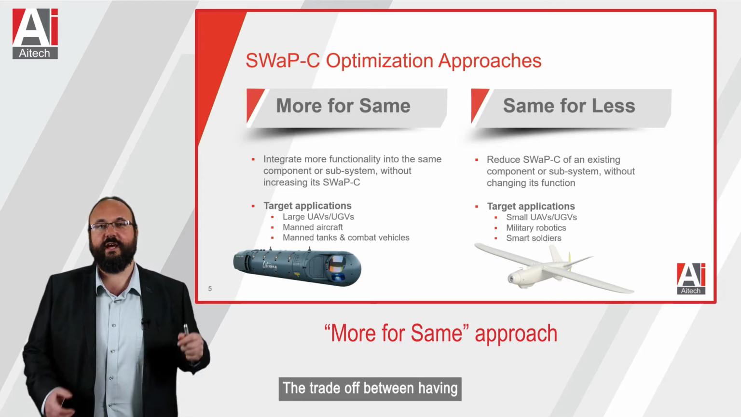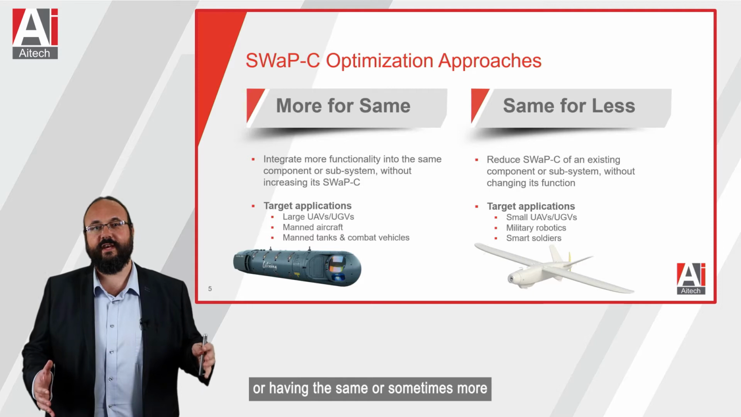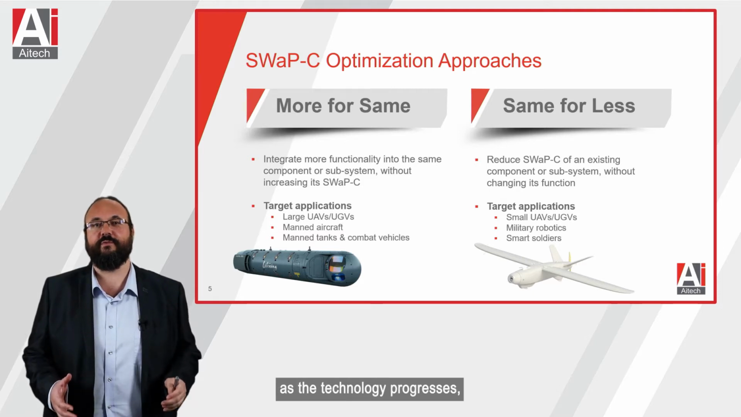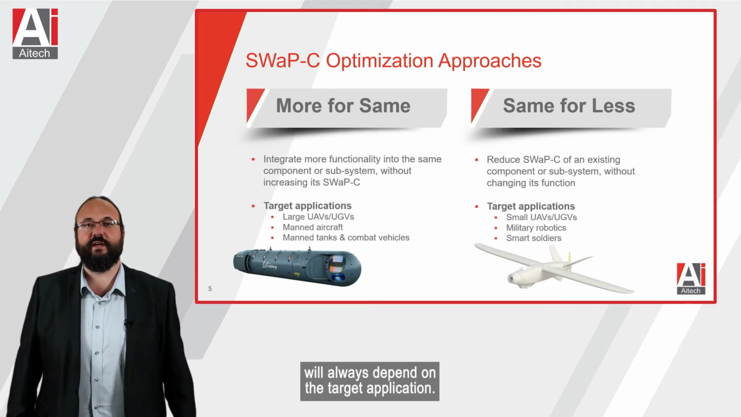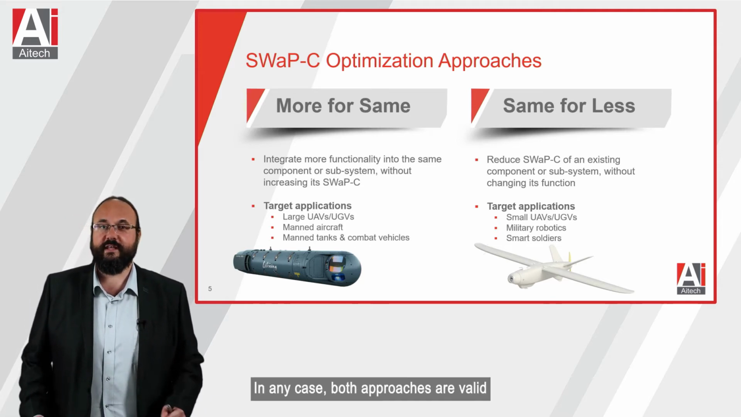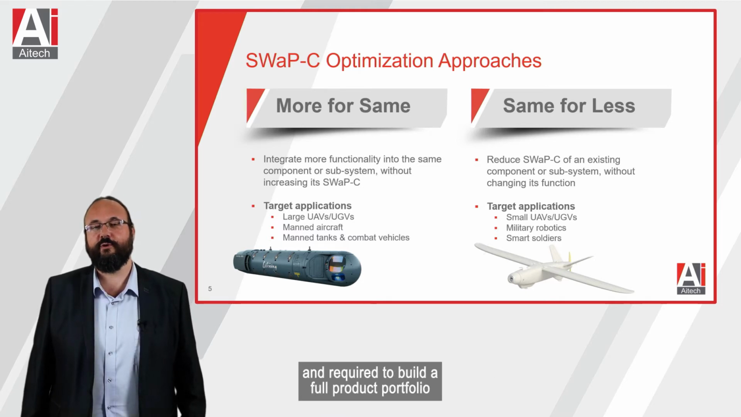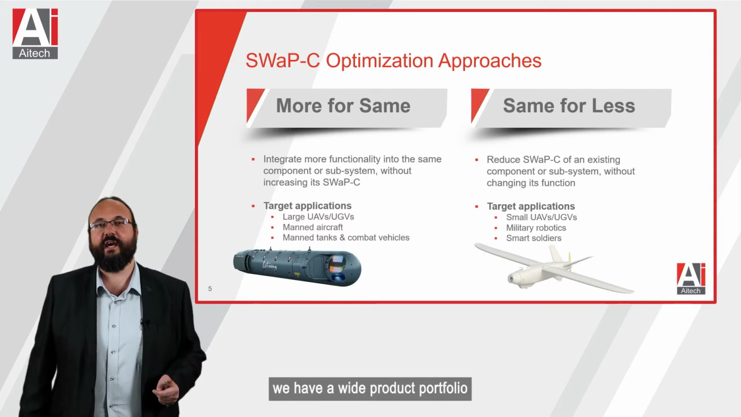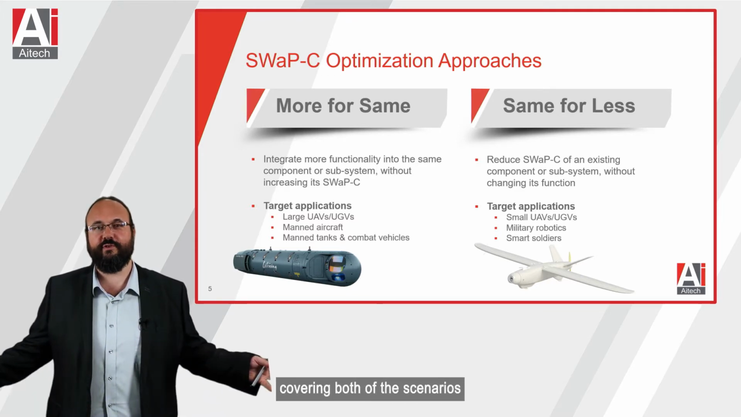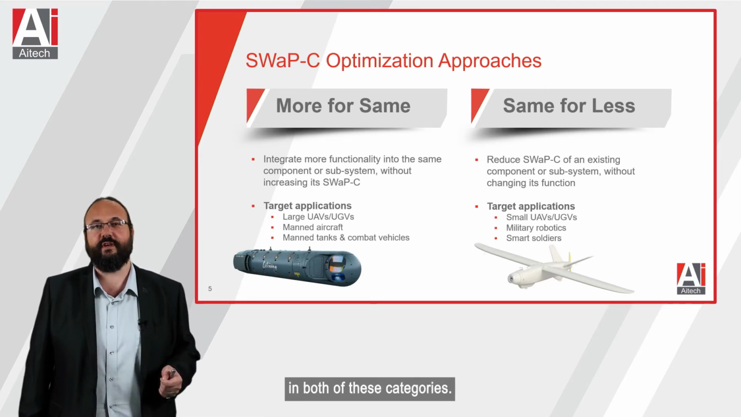The trade-off between having much more functionality and performance in the same form factor, or having the same or sometimes more functionality and performance, as the technology progresses, in a much smaller form factor, will always depend on the target application. In any case, both approaches are valid and required to build a full product portfolio with SWaP-C in mind. And that is why at iTech we have a wide product portfolio covering both of these scenarios and are constantly improving and advancing our products in both of these categories.